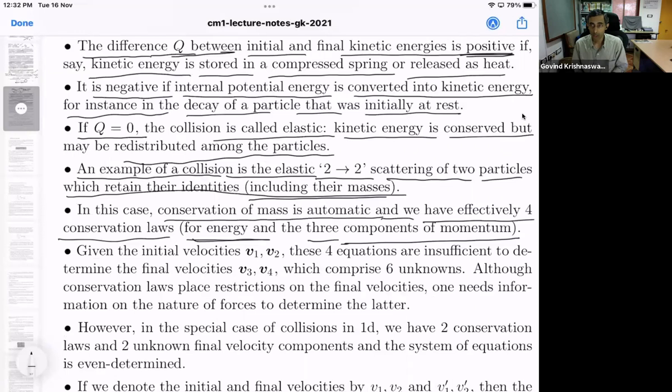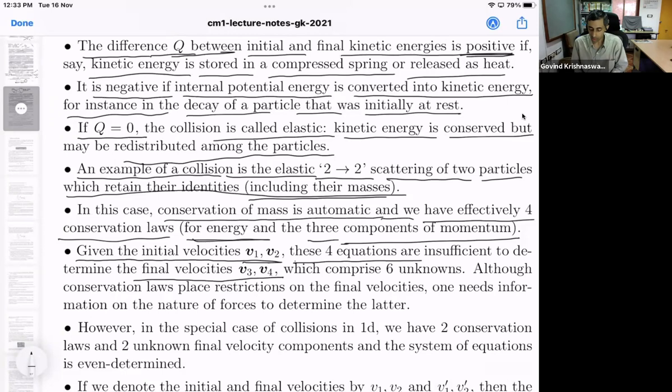So what is the sort of problem we are interested in understanding or solving? It may be that we are given the initial velocities v1 and v2. Then we would have 4 equations, namely conservation of energy, and momentum x, y, and z components. And what is your aim? It is to find the velocities of the outgoing particles, v3 and v4.